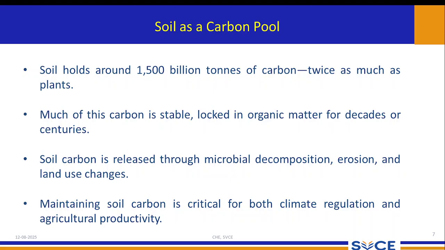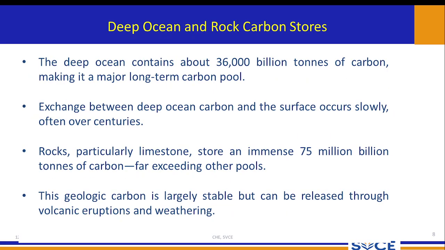Much of this carbon is stable, locked in organic matter for decades or centuries. Soil carbon is released through microbial decomposition, erosion, and land use changes. Maintaining soil carbon is critical for both climate regulation as well as agricultural productivity.